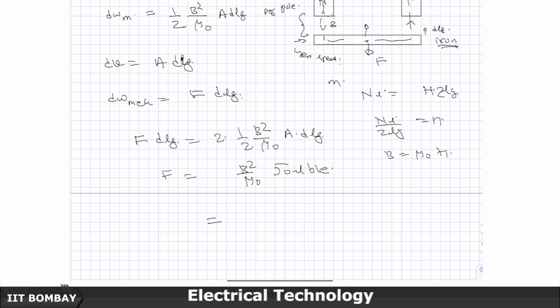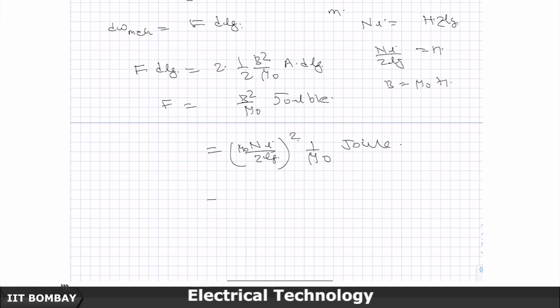This H we have seen is Ni by 2 Lg, and B is mu 0 of H. So, B square by 1 by mu naught joules. So, mu naught n square I square by 4 Lg square, mu naught square by mu naught will cancel out. So, n square I square by 4 Lg square joules should be equal to F.